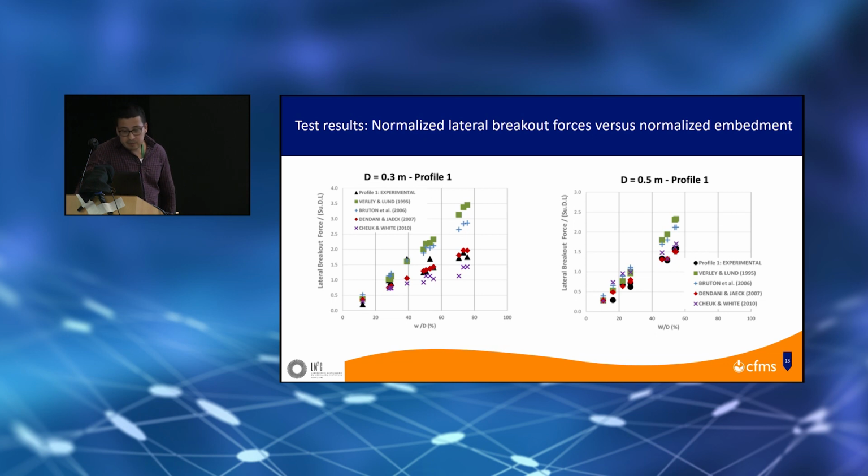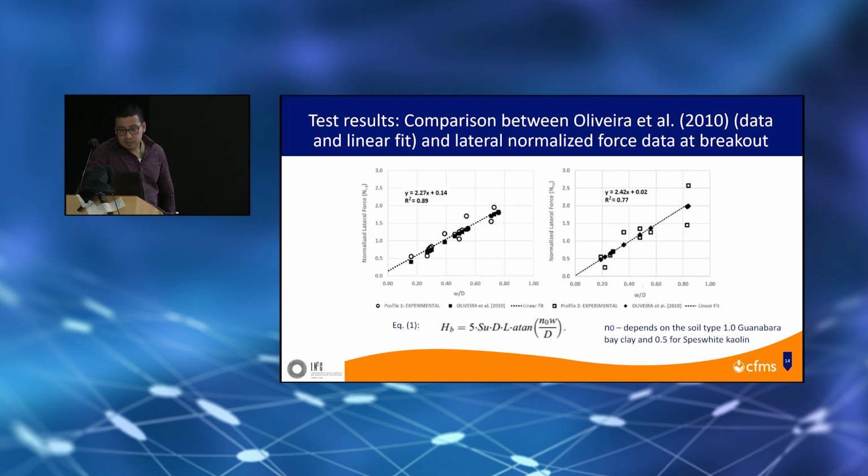Well, the results were compared with other experimental programs. Some normalization was necessary, basically, to have a comparative parameter. So it's observed a relatively good agreement between the experimental campaign and the results published by other authors. In addition, these results were also compared with an equation proposed by Oliveira et al., who is one of the authors. Also, there is a good agreement.